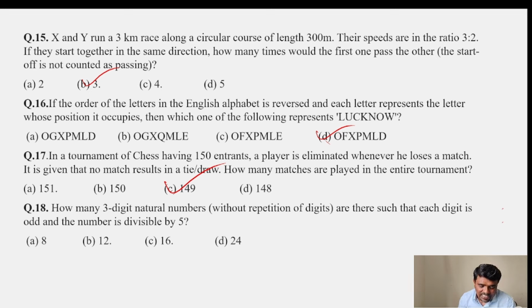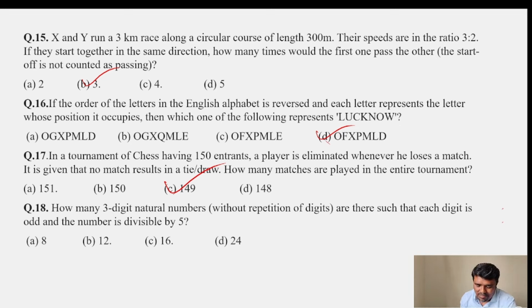Question number 18. How many 3-digit natural numbers? Permutation combination, these 3 years 2024, 23, 22. Many questions, in the sense 2 to 3, at least 2 or 3 questions from permutation, combination, probability. So this is also an important area to be covered.